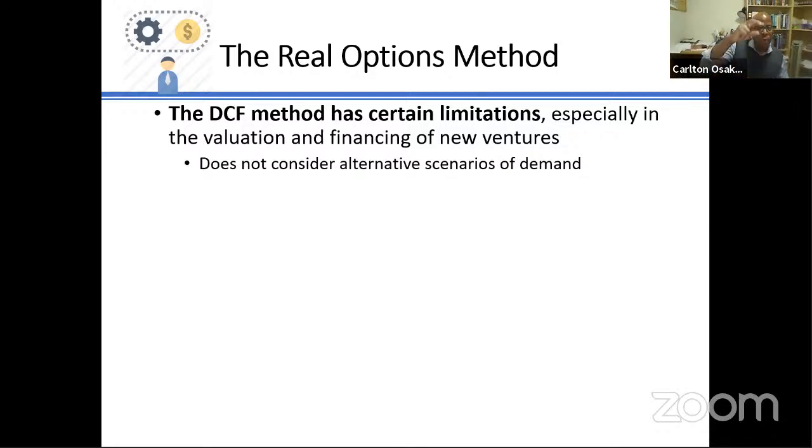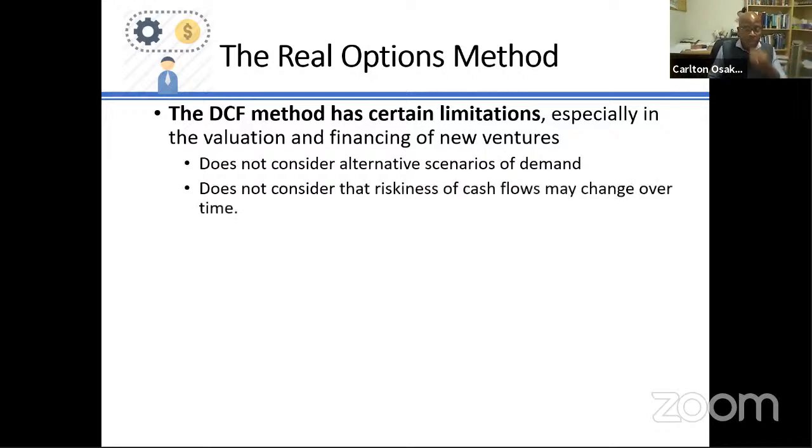So it takes one number each year and says, this is what we expect to make in sales and profits next year. This is what we expect to make in sales and profits the year after, and so on. And it doesn't really consider alternative scenarios, what could happen under different settings. The other thing is it doesn't consider that the riskiness of the cash flows can change over time.